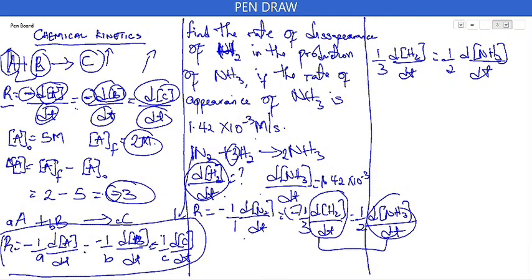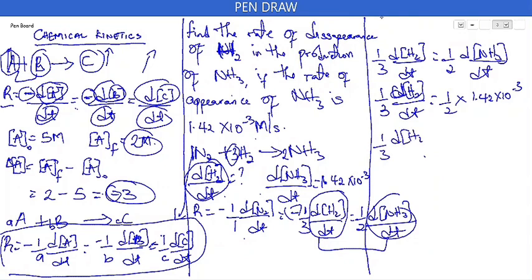Why? Because don't forget, the reason why we put that minus there is because if you're having a minus sign, we want to counterbalance the minus. Since there is no minus sign, there is no need for us to put any negative sign. So we continue. So we have 1/3 d[H2]/dt equal to 1/2 multiplied by 1.42 times 10 raised to power minus 3.